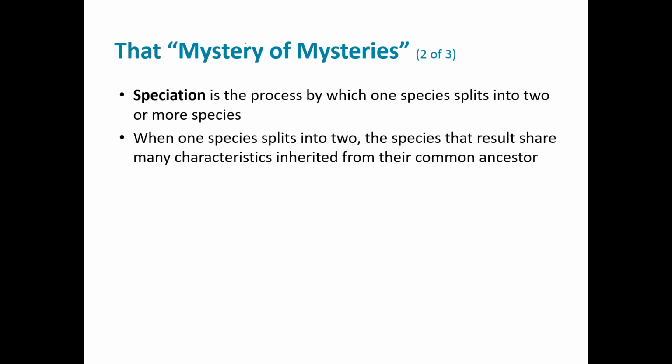So, speciation. This chapter focuses on speciation, but this could be even higher level evolution like new phyla, new kingdoms and things, right? Speciation is the process by which one species splits into two or more species. All right, so that's pretty straightforward. You have one species. You can think of it like sister taxa on a cladogram. One species splits into two. So you had one, it split into two, right? When one species splits, the species that result share many characteristics inherited from their common ancestor, right? So here's species 1, it splits into species 2 and 3, right?